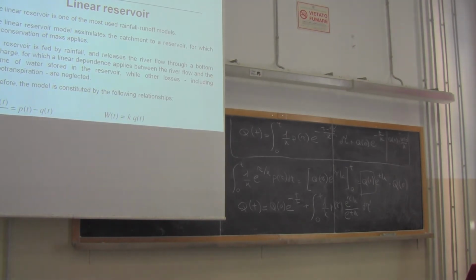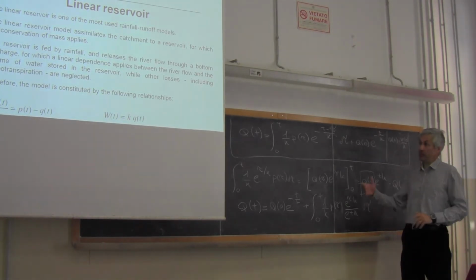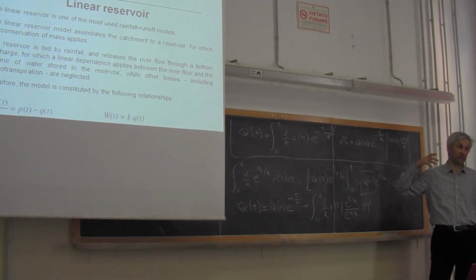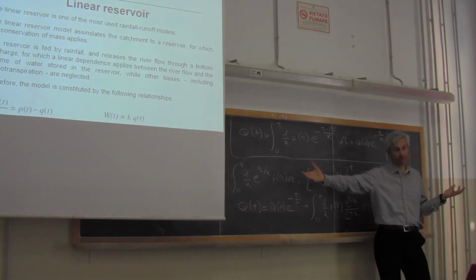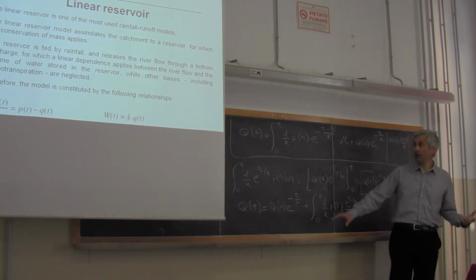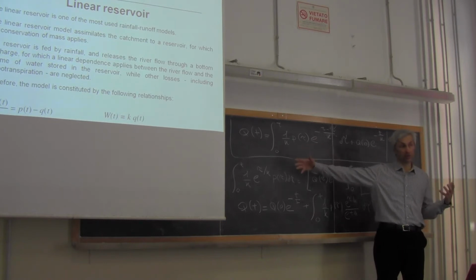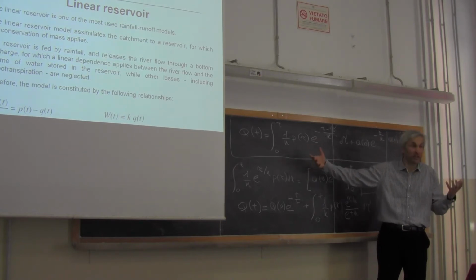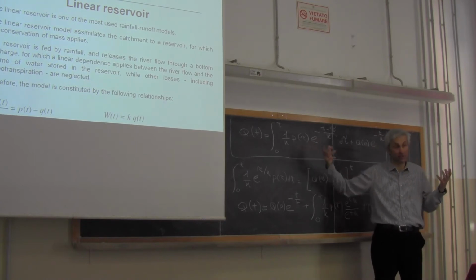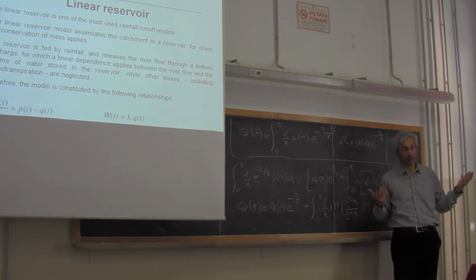Second, you may look at this relationship and you may tell me, but Professor, we have not finished our job because there is still an integral. That's true. But what is the reason why I didn't compute this integral? Because I need an analytical relationship for p tau. P tau is a function, it's observed rainfall. So I cannot integrate something that is unknown.